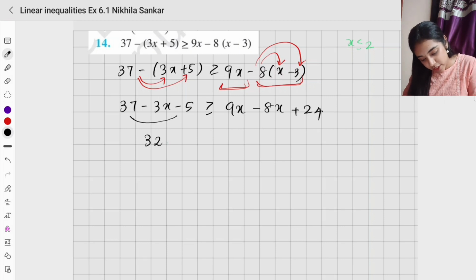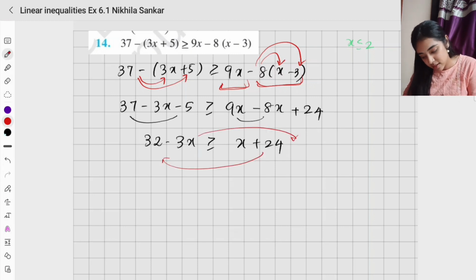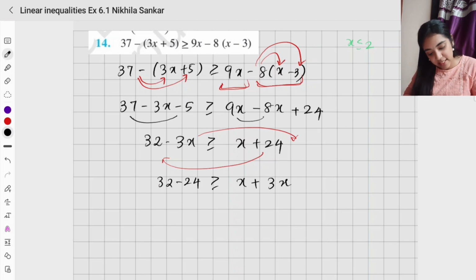So now 37 minus 5 is going to be 32 minus 3x greater than or equal to 9x minus 8x is x plus 24. I'm going to bring 24 to the other side and minus 3x to this side. So I'll have 32 minus 24 greater than or equal to x plus 3x. 32 minus 24 and I'll have 12 minus 4 is 8.